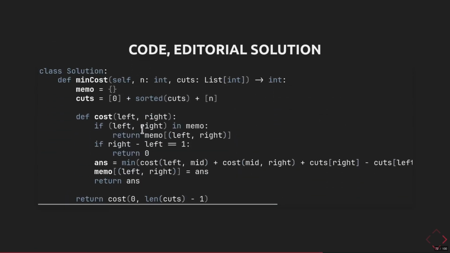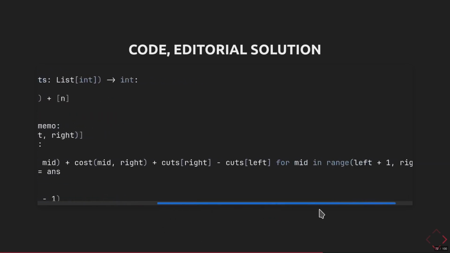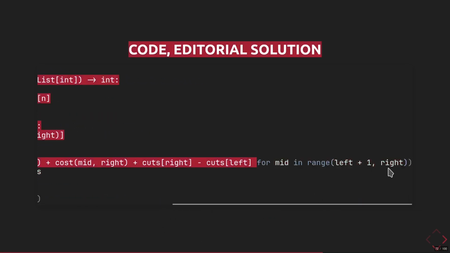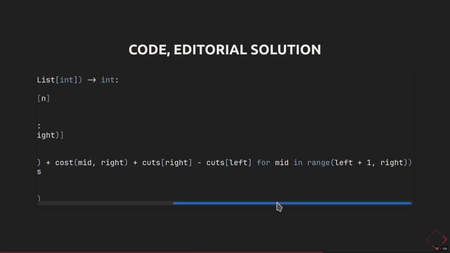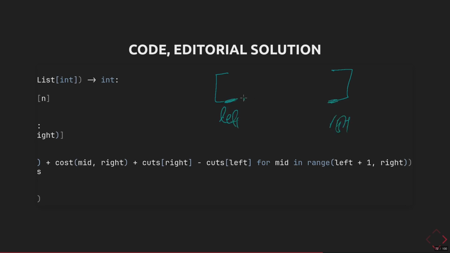So this is how I solved it. Oh, actually I'm showing you the editorial first. I just didn't want to show you mine first. So the editorial did a for loop in a very long line of code, but basically for each midpoint that can happen inside this interval. So this is the left, and this is the right. And the mid, these are the candidates for the mid.